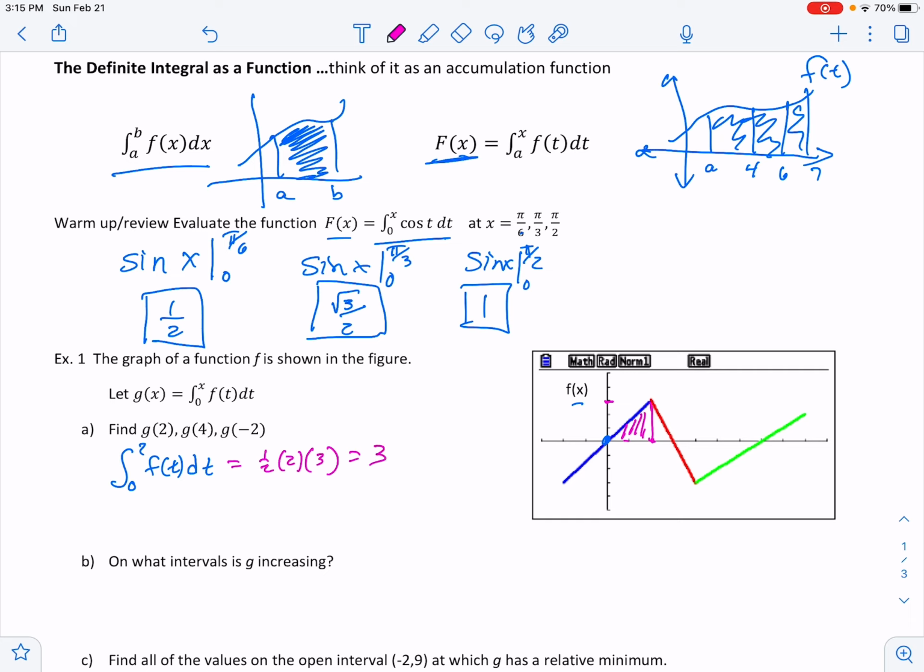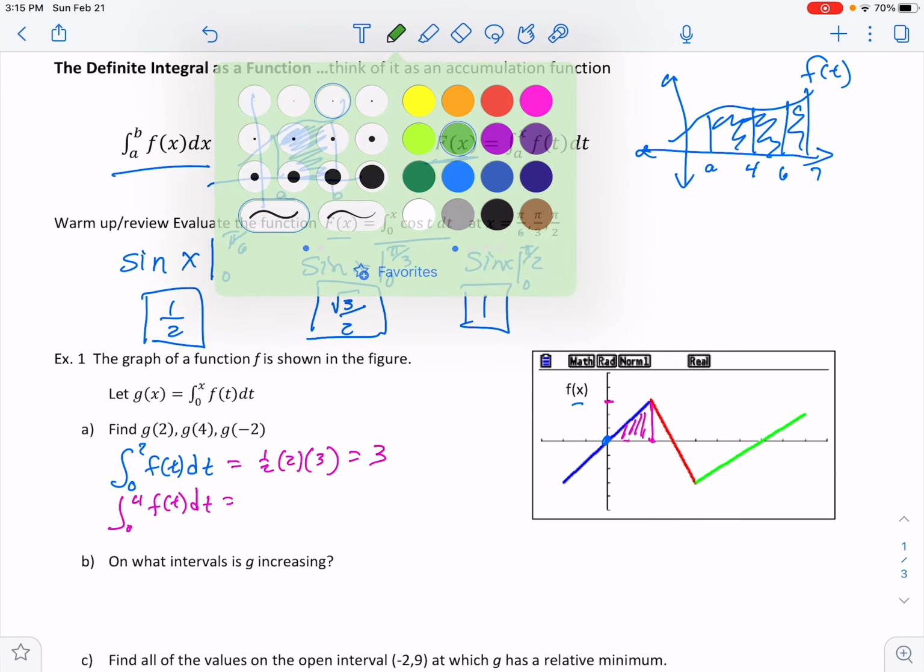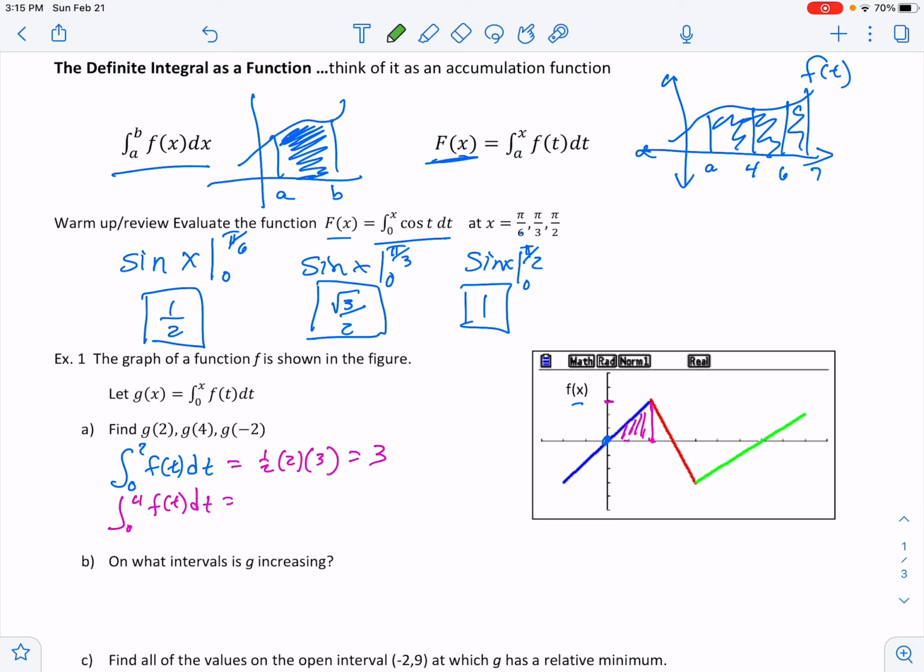All right, if I integrate from 0 to 4, oh, I changed colors, darn it. That's okay. We'll do this again. Green. Okay, 0 to 4. Well, this is 3 by 1. This is negative 3 by 1. So this part and this part cancel each other out. And the answer is 3 again.